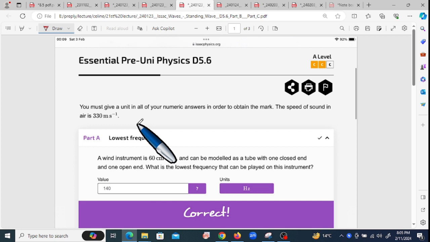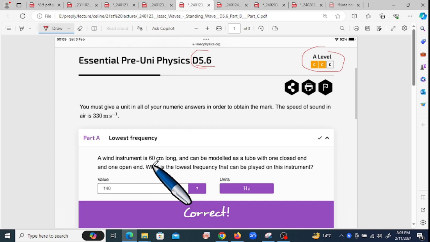Students, in this lecture I'm going to explain another essential unit physics problem, D5.6. This is A-level physics. First, this is part A of D5.6, about the lowest frequency.